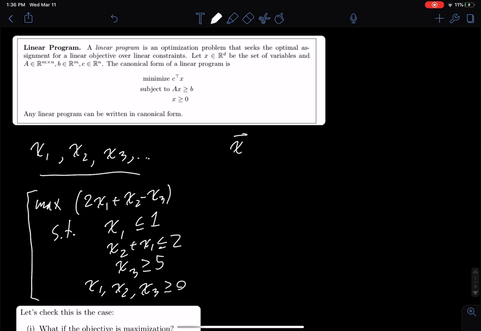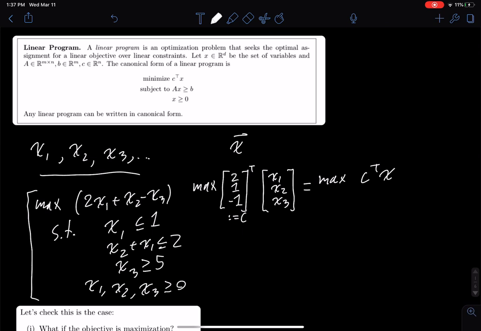Now, it's often more concise to express these linear programs in a linear algebraic way in terms of vectors. Namely, you can see that each of these constraints and the objective function kind of looks like the dot product of a constant vector and our variable vector x. For example, our objective function can be written as the dot product of the vector 2, 1, negative 1 with the vector x1, x2, x3. If we choose to denote the vector 2, 1, negative 1 by c, then we can also write this as maximize c transpose x, which is much more concise.